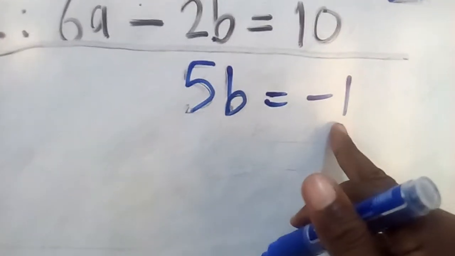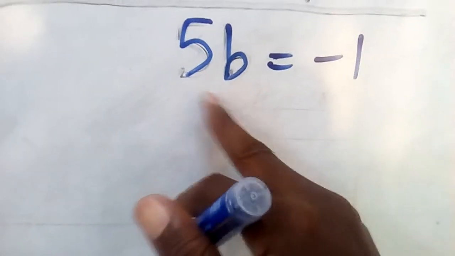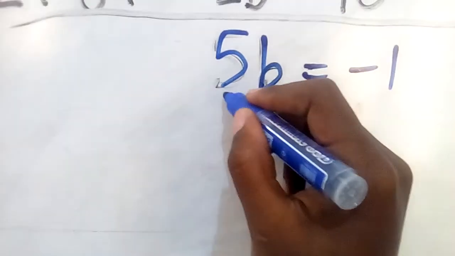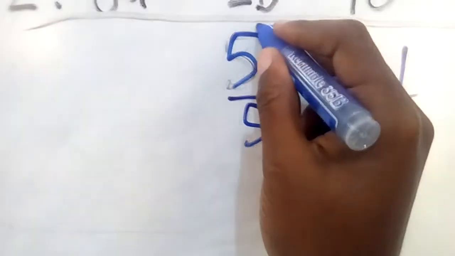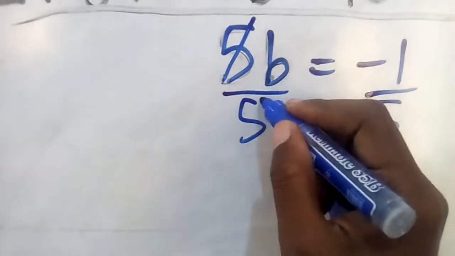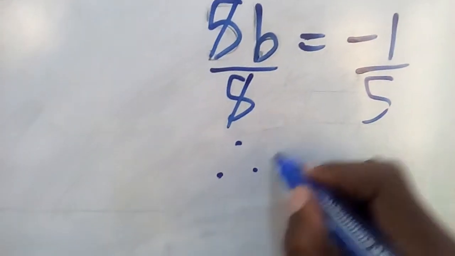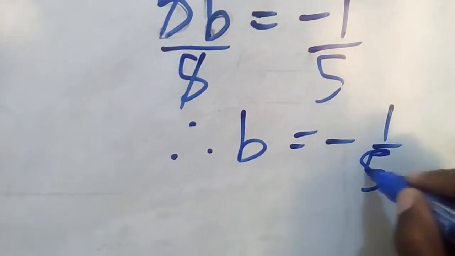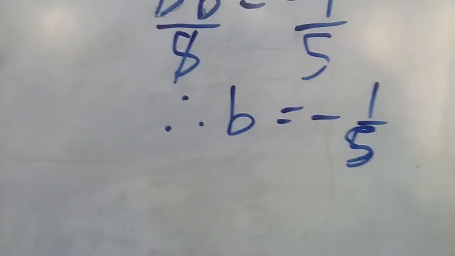Okay, so let's go ahead. We're looking for the value of b now. Right now we have that 5b equals minus 1. So we're going to divide both sides by 5, so that the coefficient in front of b cancels itself below. Therefore b would be minus 1 over 5. All right, so that's the value for b.